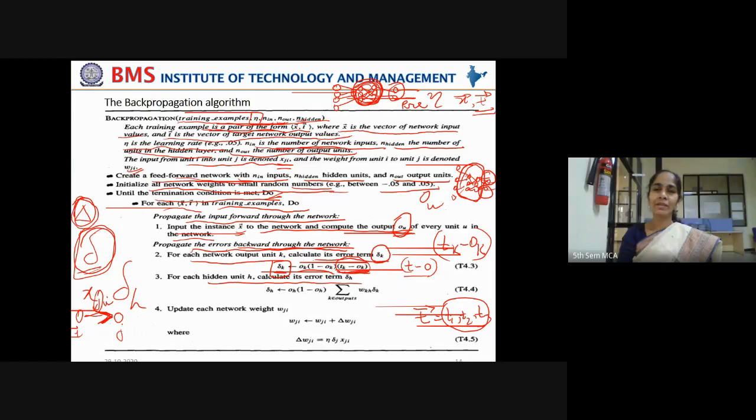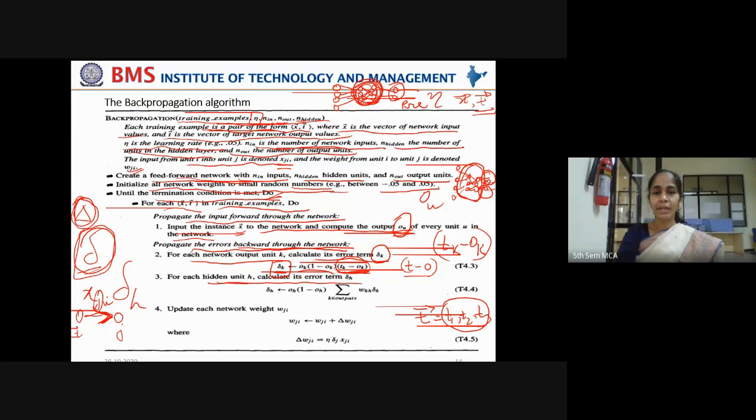Are you following? Hidden layer doesn't give direct outputs. That is why you can't find any error associated with the hidden layer. But it has some impact on the prediction error of the output layer. That impact can be studied with respect to the weights used in the hidden layer. That is what I'm trying to tell. Is it clear, students?